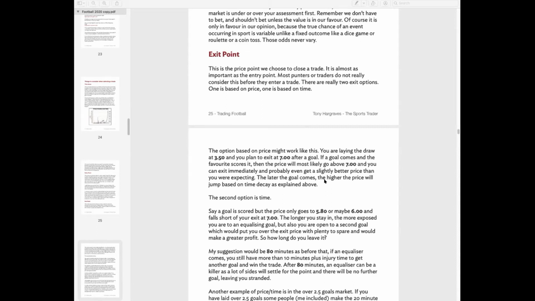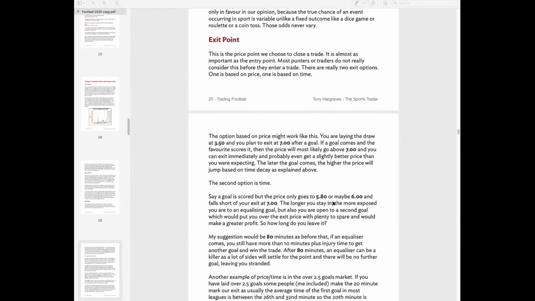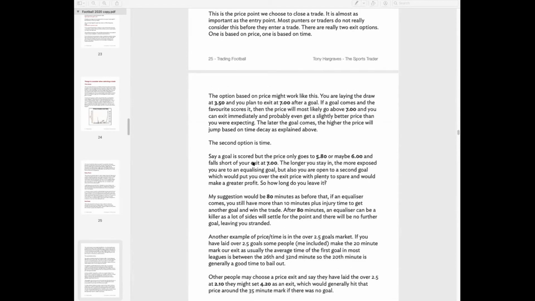And you can get out, and you'll probably even get a slightly better price than that. The later the goal comes, the higher the price will go. And the second option is time. Say a goal is scored, but the price only went to 5.8 or maybe 6 and falls short of your exit at 7. The longer you stay in, the more exposed you are to an equalising goal.